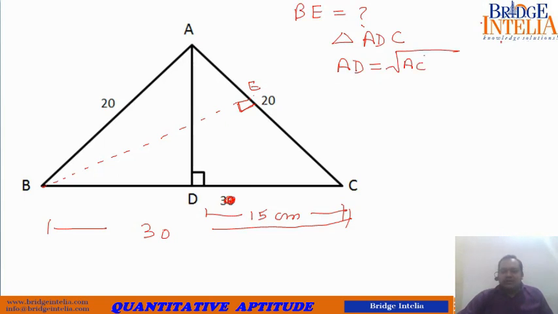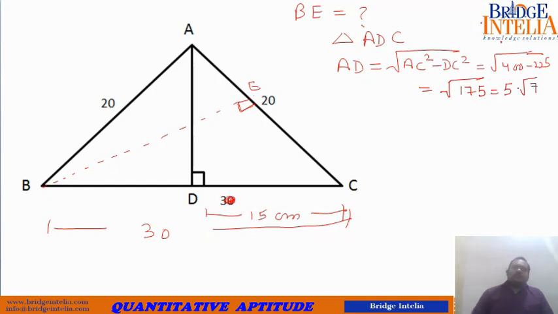Now in triangle ADC, by applying Pythagoras theorem, you can conclude that AD must be equal to under root of AC square minus DC square. So this comes out to be under root of 400 minus 225. So AD comes out to be equal to under root of 175. So this is 5 root 7, because 175 is equal to 25 into 7. So AD comes out to be equal to 5 root 7.